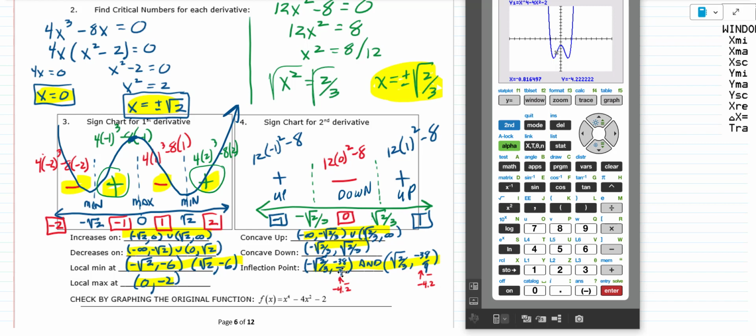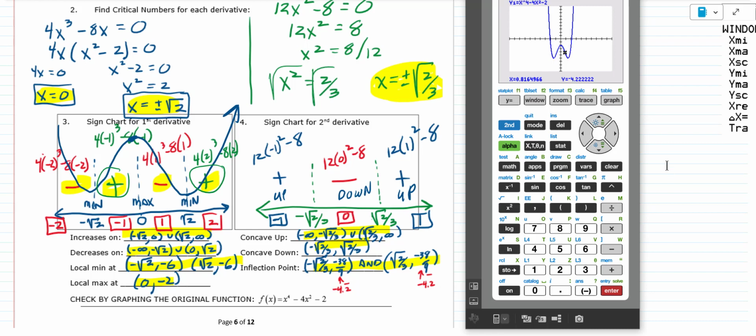If I want to get a y value on a min or max or on an inflection point, you're going back to the original function. That's a point of inflection. You can tell by looking, the graph changes from concave up to concave down. And then you can do the same thing with the other one. You could trace at positive square root of 2 over 3, and you get the same value. So that's how we got it.